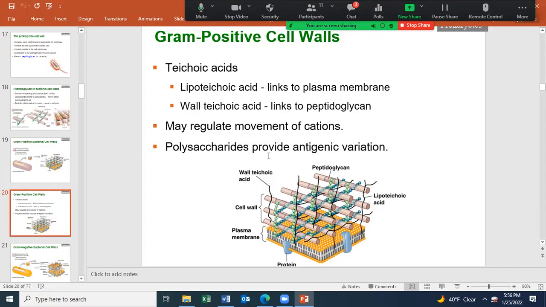The polysaccharides can provide antigenic variation. For example, E. coli, what is it? O151, something like that, has polysaccharides which give it the antigenic variation.